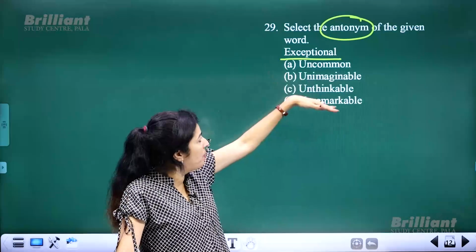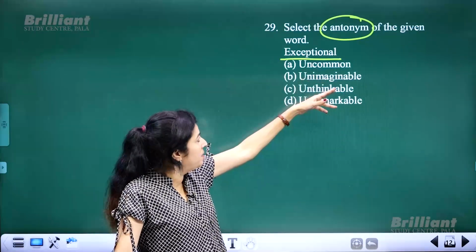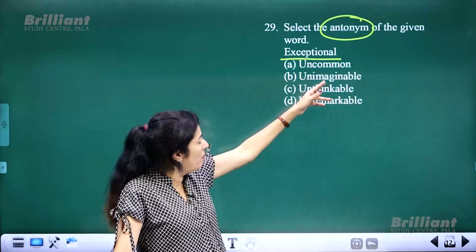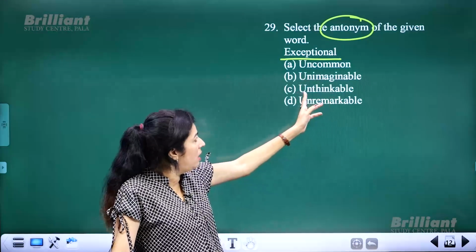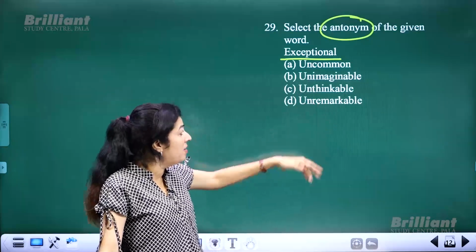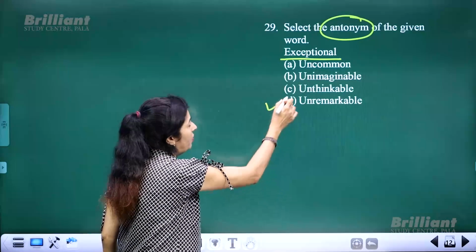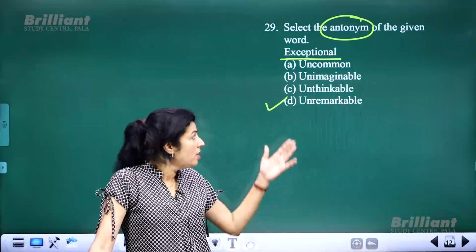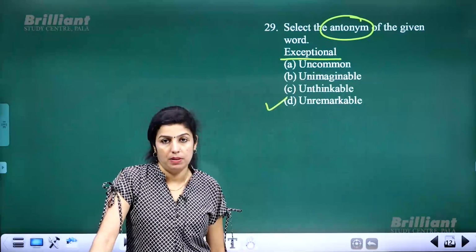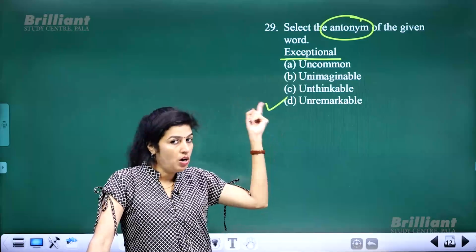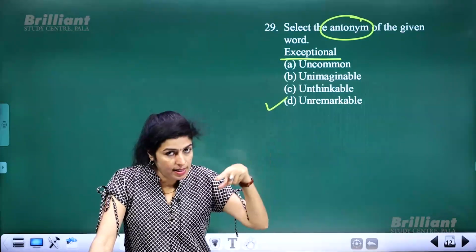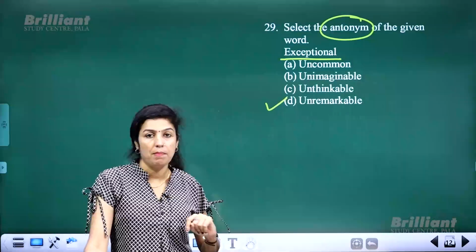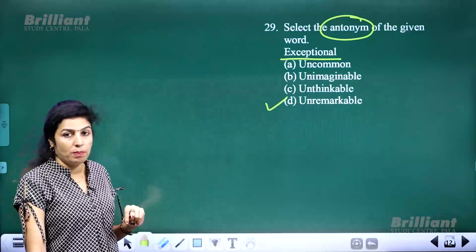So what should be the opposite? Not uncommon, unimaginable, or unthinkable, but unremarkable. So if exceptional means remarkable, that means a positive compliment, its opposite will be unremarkable. So exceptional, synonym remarkable, in that sense the opposite will be unremarkable, okay, not uncommon.